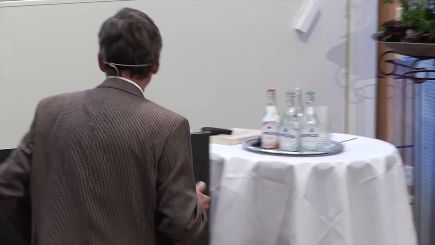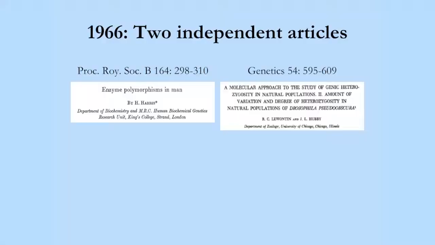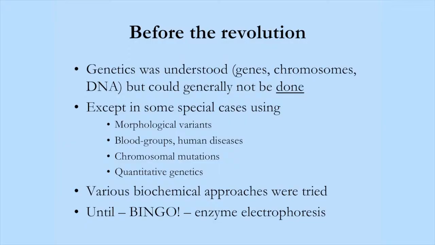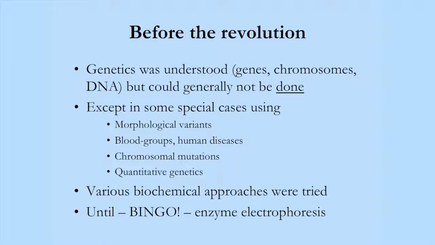So talking about this, let us see how the world was before these two papers. Before 1966, genetics was well understood. Genes, chromosomes, DNA, genetic code, most of those things were well known. They were known from various organisms, various study systems, but in general, you couldn't do genetics. If you were interested in a species, you couldn't do anything genetically about it because you had nothing to do genetics with. There were some special cases. You have morphological markers, meaning things like eye color in humans, or you had blood groups, or human diseases, or chromosomal mutations in humans, but also in Drosophila and in other places.